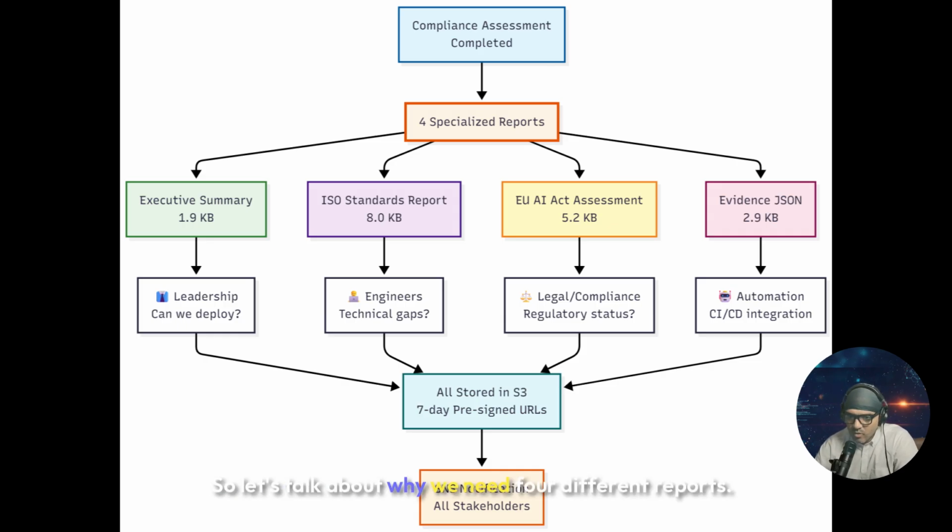So let's talk about why we need 4 different reports. The executive summary is designed for decision makers who need to know, can we deploy, yes or no? What's the risk level, limited or high? What are the top concerns with an article by article breakdown? And what do we need next?